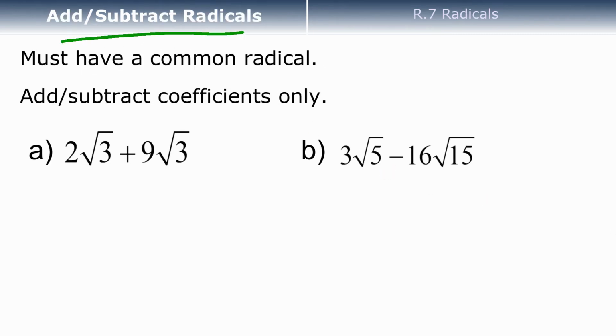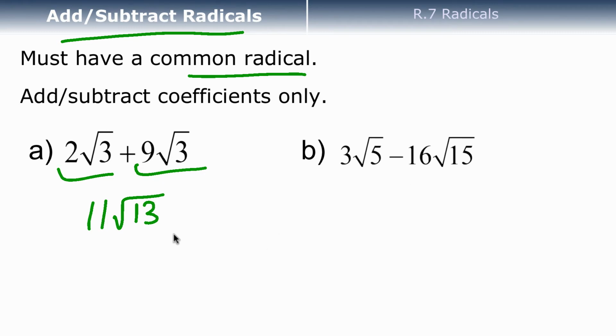Let's take a look at adding, subtracting radicals. When you add and subtract radicals, you must have a common radical, and once you have a common radical, then you can add or subtract, but you only add or subtract the numbers out front. So here I've got a radical, here I've got another one. Each of them have a root 3, so I can add or subtract the first two numbers. So 2 plus 9 is 11, and I keep the 3, or the radicand.